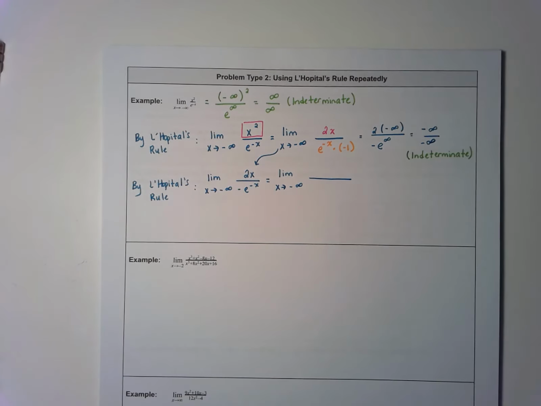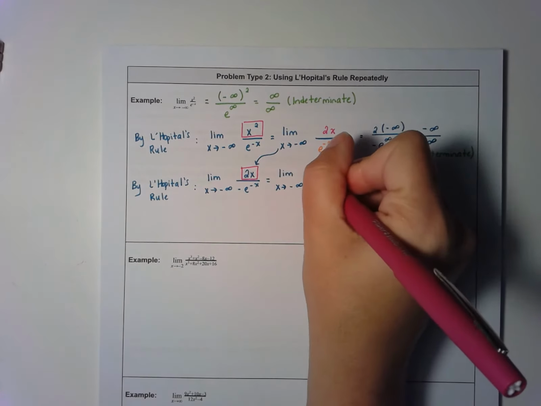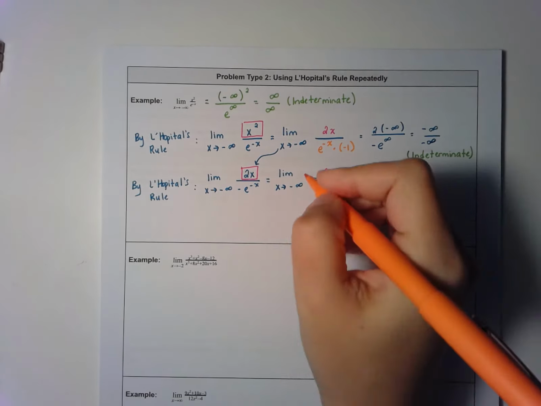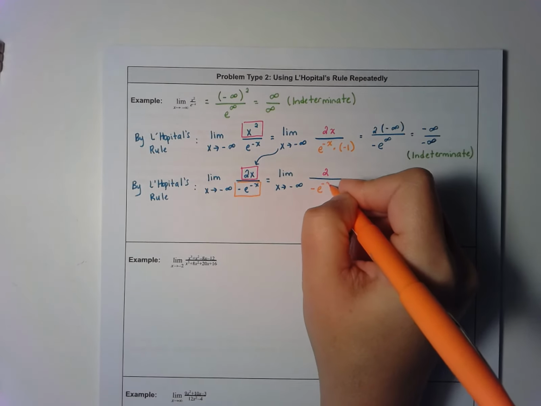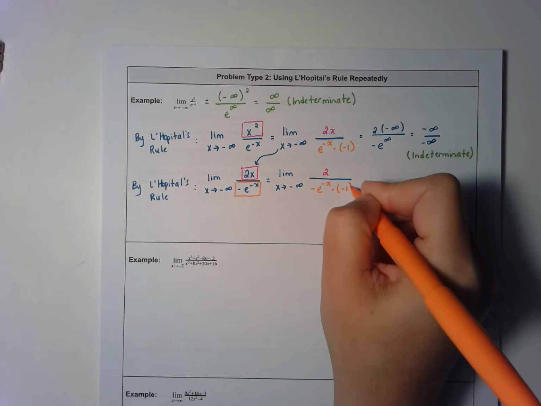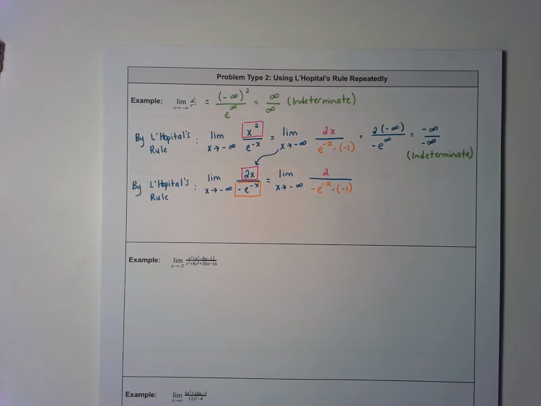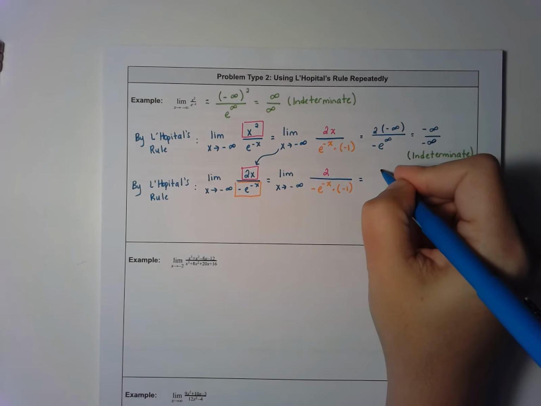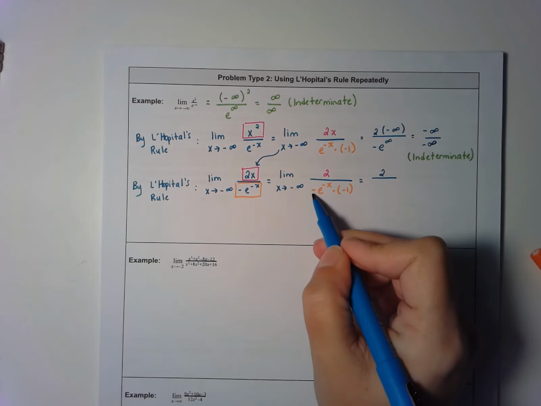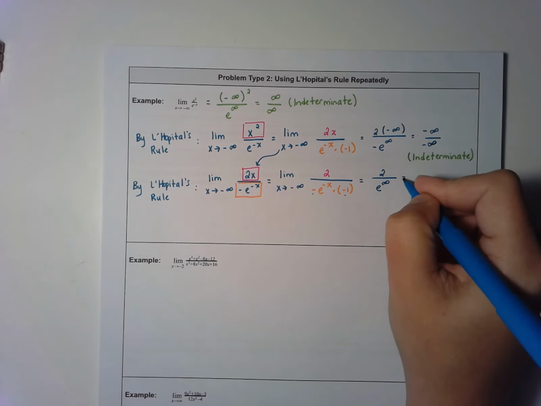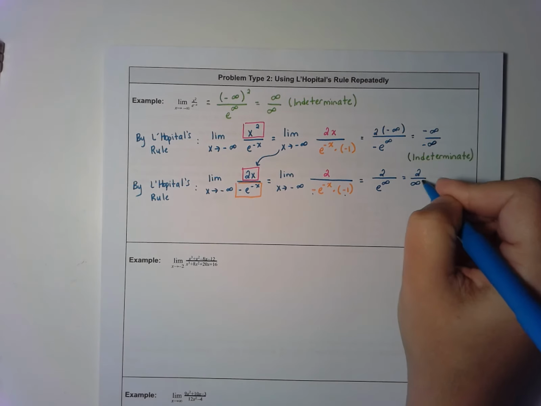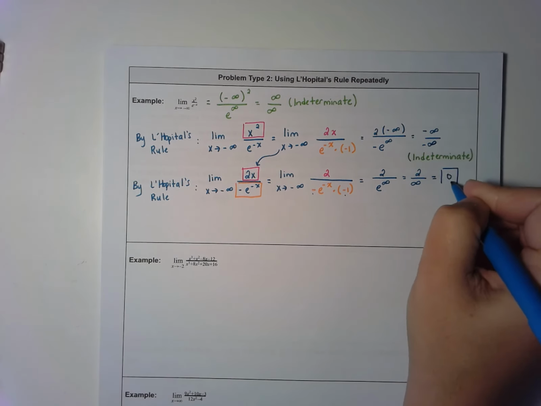The derivative of the top would be 2, and the derivative of the bottom would be negative e to the negative x and then times negative 1 again because of the chain rule. So the derivative of e to the negative x would just be e to the negative x and then times the negative 1. Now when we try direct substitution, we get 2 divided by this negative times this negative makes a positive, so it would be e to the infinity, which makes 2 divided by infinity, which is 0.